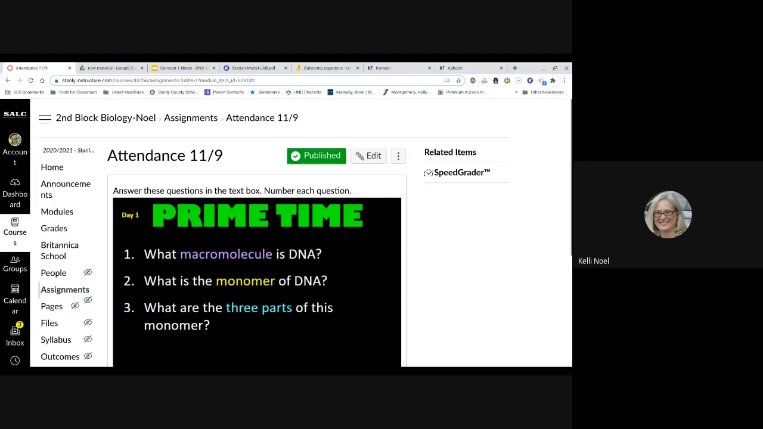Number one, what macromolecule is DNA? This comes back from one of our first units of studies. We talked about these big, large macromolecules. There were four of them. We talked about carbohydrates, fats, or lipids, we call them, proteins, and nucleic acids. Is that right?